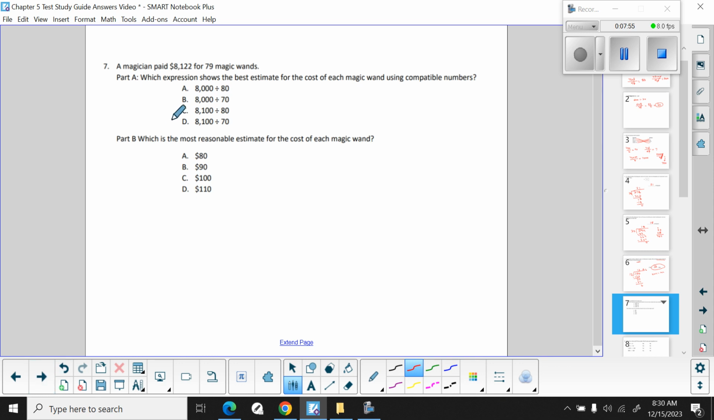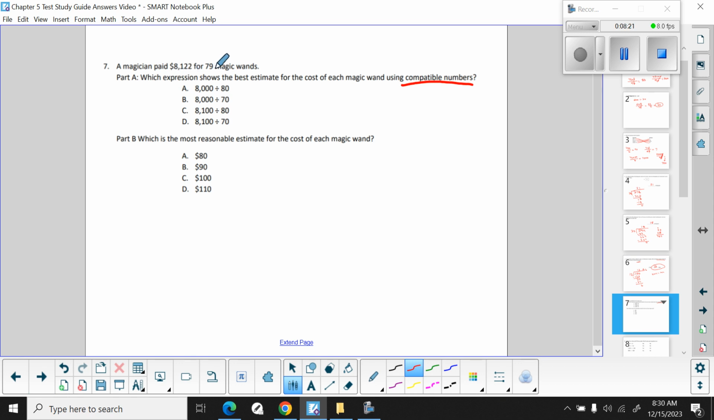Question 7. A magician paid $8,122 for 79 magic wands. Which expression shows the best estimate for the cost of each magic wand using compatible numbers? Well, compatible numbers are not just rounding. A lot of times rounding can help you get to compatible numbers, but we're looking for 2 numbers that work well together.